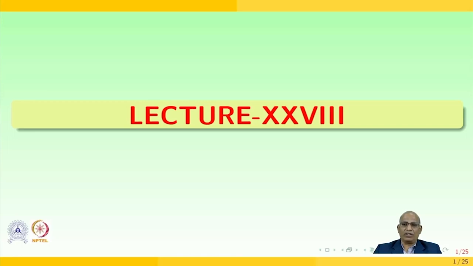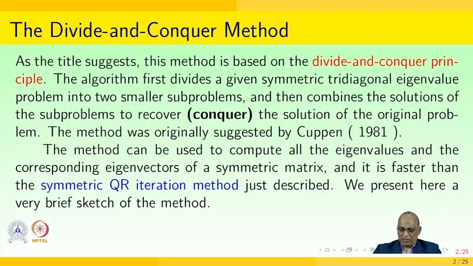In the last lecture, we spoke about two methods, and the most important one which was left out is the divide and conquer method. As the title suggests, this method is based on the divide and conquer principle. The algorithm first divides a given symmetric tridiagonal eigenvalue problem into two similar subproblems and then combines the solutions of the subproblems to recover, which we call conquer, the solution of the original problem.